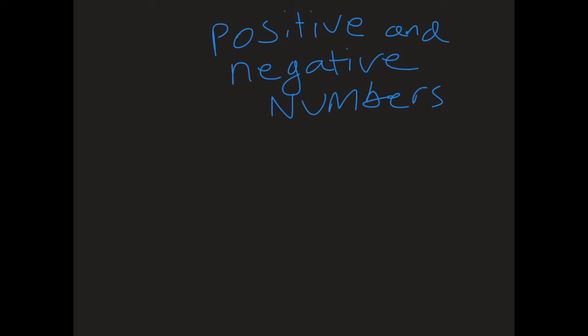I'm pretty sure you already know what that is, but in case you don't, I'll just explain. A positive number is a number that is above or greater than 0, and a negative number is a number that is smaller than 0. Like a negative 1, that is negative because it is lower than 0, and positive, we could say 7, that is a positive number because it is greater than 0.